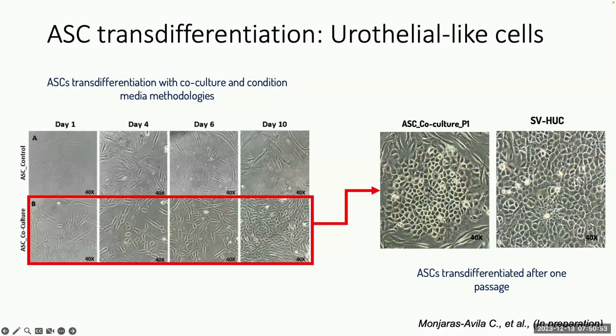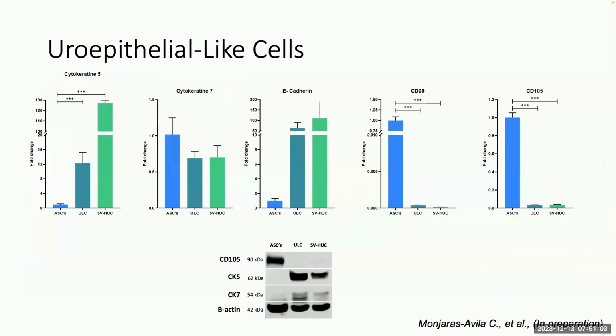And what he saw is that as he was increasing passages, these cells were becoming more and more uroepithelial-like cells. So he looked at the gene expression, and he saw that they started expressing, for example, cytokeratin 5, whereas adipose-derived stem cells don't express cytokeratin 5. Cytokeratin 7 was kind of odd because we don't see any significance, and it seems that adipose-derived cells express it. There are some papers out there saying that at the genetic level, but when we look at the protein level, it's really not expressed.